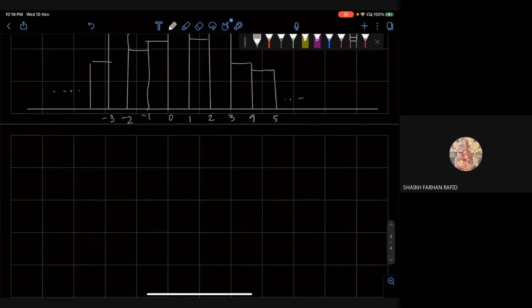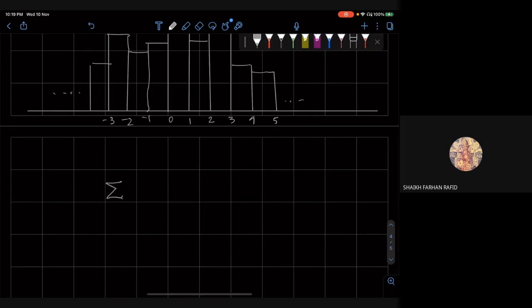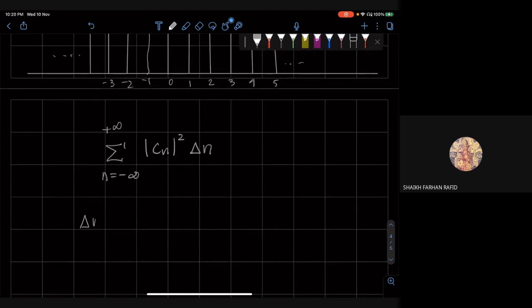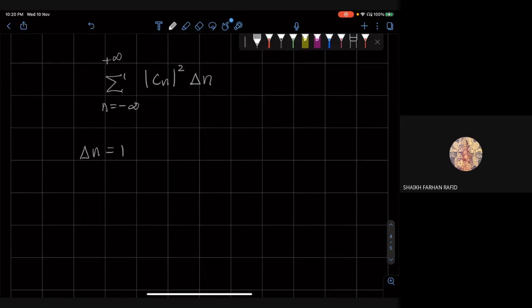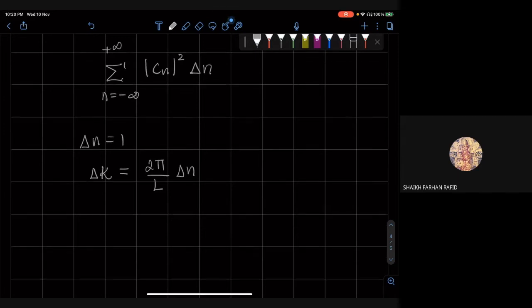Now let's rewrite the right-hand side. So the right-hand side goes from minus infinity to plus infinity, then Cn squared, and let us write delta n here. What is delta n? Delta n is a fancy way of writing 1. Okay. Now let's introduce delta k to be 2 pi by L times delta n. Okay. So this is what we define to be delta k.